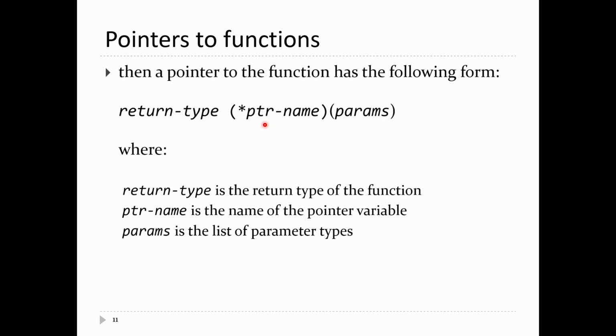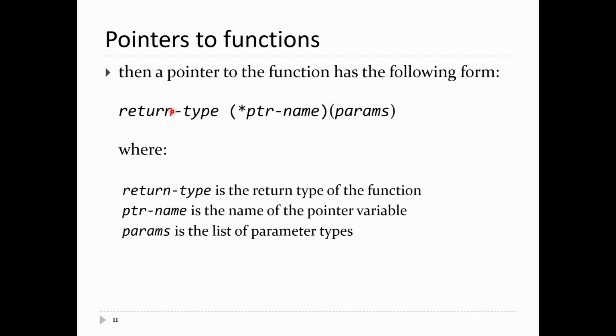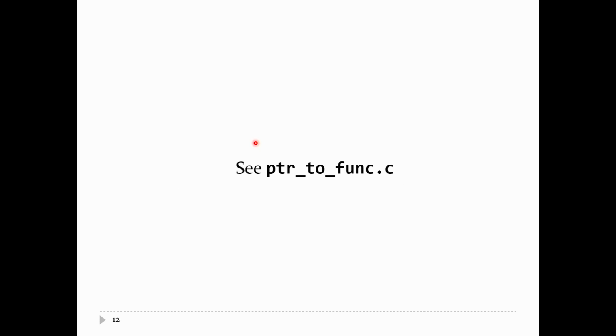All right, so one more time. You've got a function: return type, name, parameters. The pointer to that function is just the same return type, then inside round brackets, star, some pointer name, and then the parameters. So all you're doing is changing the function name. That's all you're doing. And that gives you a pointer. Okay, so let's take a look at some examples.